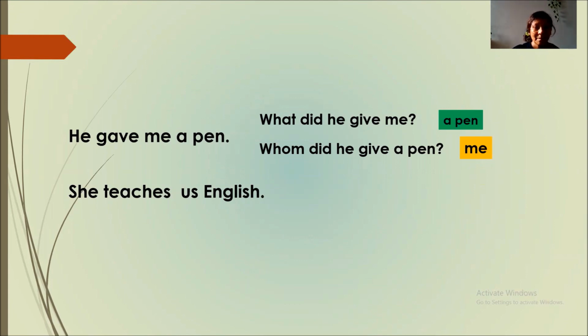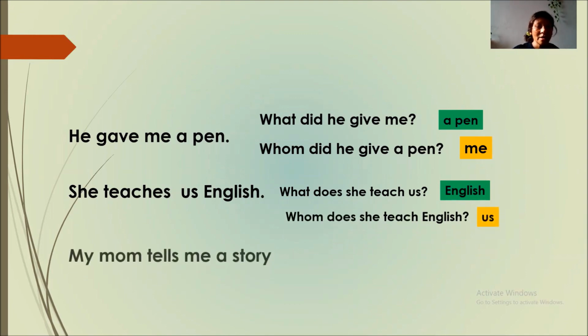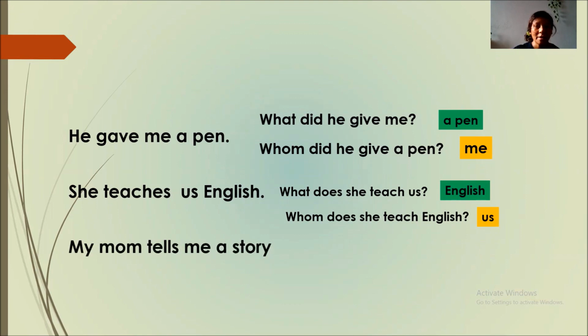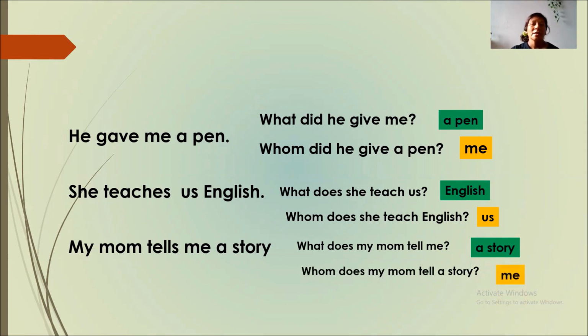What can be the what question here? Okay, what does she teach us? Okay, what is the answer? English. Can you make a whom question? Okay, whom does she teach English? What is the answer? Us. In the same way, my mom tells me a story. Could you make what questions for this sentence? Okay, what does my mom tell me? Okay, answer is a story. In the same way here, whom does my mom tell a story? What is the answer? Me.